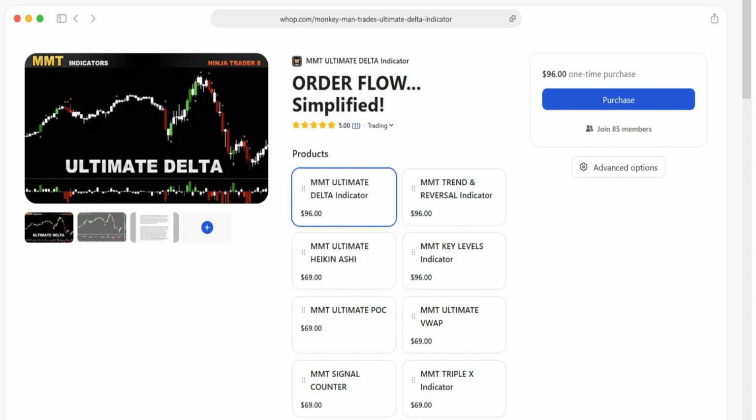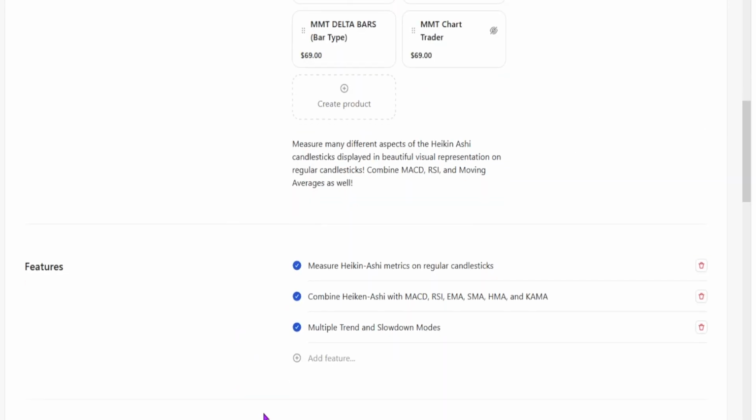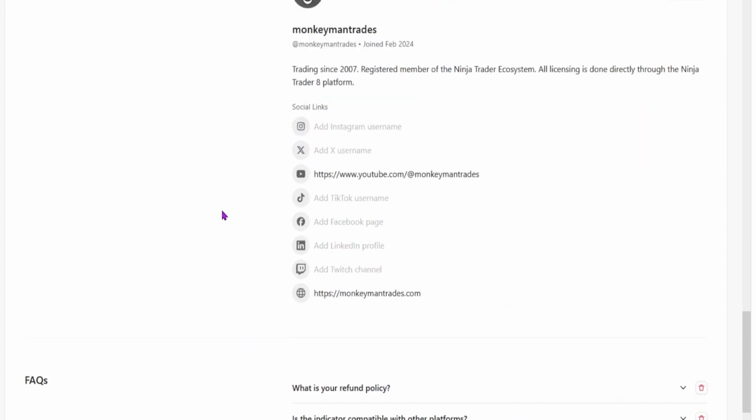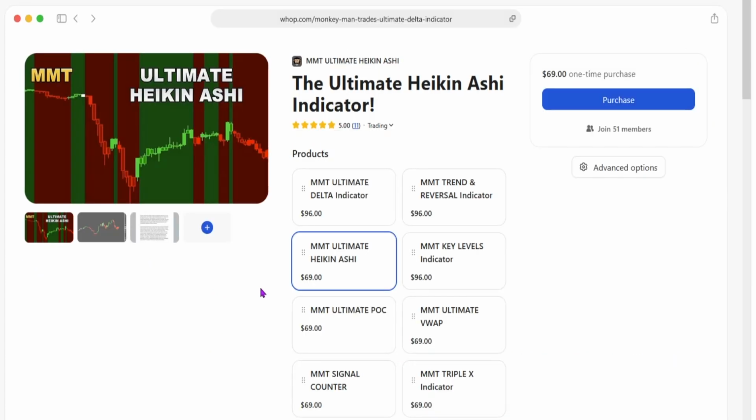On the store, they went back to their original website as well. Got all the indicators listed here. You can watch the introduction video with the parameters. You can select any of these different indicators to learn more. You can scroll down to see the features, reviews, information about MonkeyMan trades, the FAQ. You can sign up to be an affiliate. So everything's much easier to use now. This is how it was when I first signed up with them over a year ago. So I'm very happy that they finally went back to their old website.